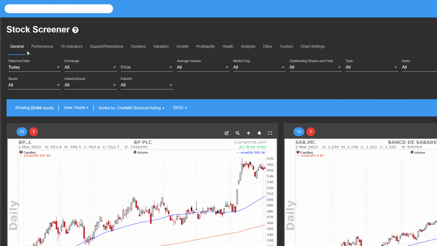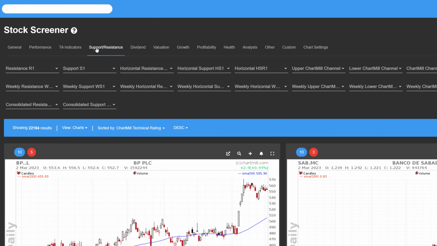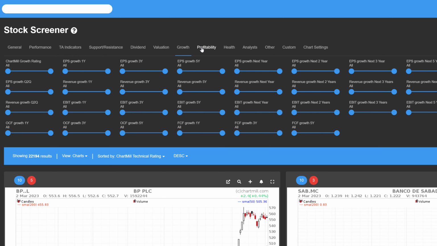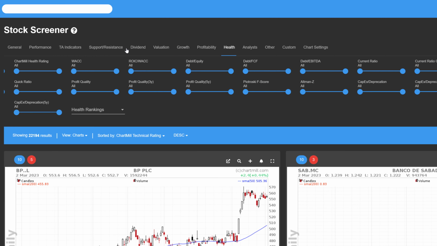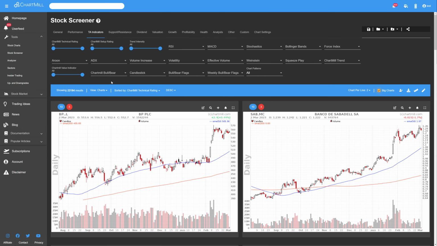So I'll start with some basic settings, followed by the specific support and resistance filters that are available in ChartMill. And finally we will take a look at some options on how to further combine these support and resistance filters with other screening filters in ChartMill.